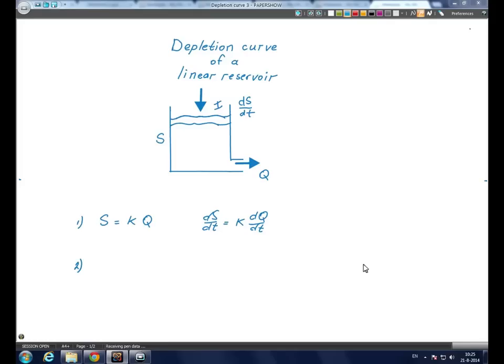And the second relation that we know is the water balance, which says that change of storage over time is inflow minus outflow. And as we're talking of a depletion curve, there will be no inflow, and hence change of storage equals minus Q.